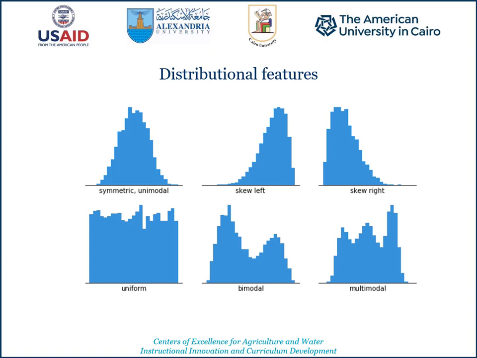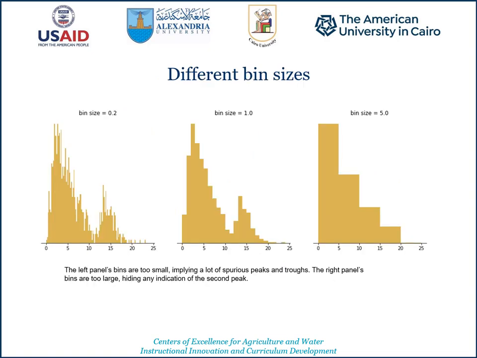These are different types of distributional features: symmetric, unimodal, skew left, skew right, uniform, bimodal, and multimodal. If we change the bin size, the distribution of the histogram will differ. The left panels bins are too small, implying a lot of spurious peaks and troughs. The right panels bins are too large, hiding any indication of the second peak. The bin size in the middle is proper to show the bimodal distribution.